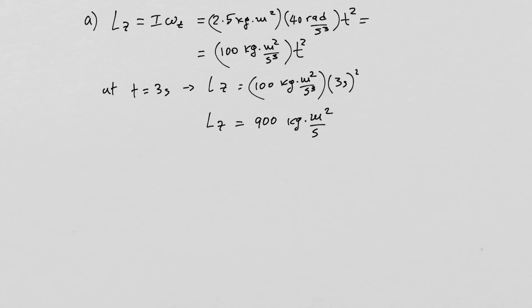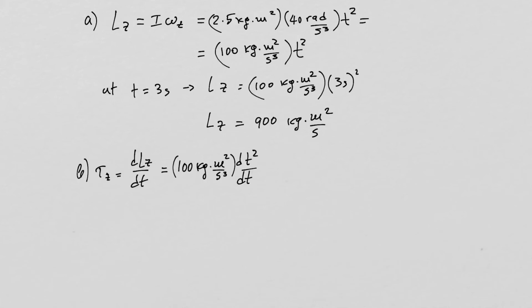So at t equal 3 seconds, Lz is equal to 100 kilograms meters squared per second to the third power times 3 seconds to the second power, or Lz is equal to 900 kilograms meters squared per second. And that is the value of the angular momentum at t equal 3 seconds for the turbine fan.